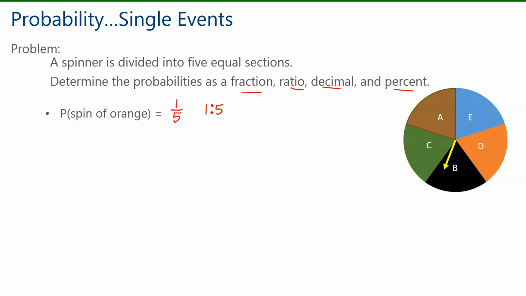To get our decimal and percent, it's going to take a little bit more work, but nothing too difficult. We will write this fraction out of 100. An equivalent fraction will be 20 out of 100, which in turn gives us 20 hundredths, or 2/10, and our percentage, 20%.